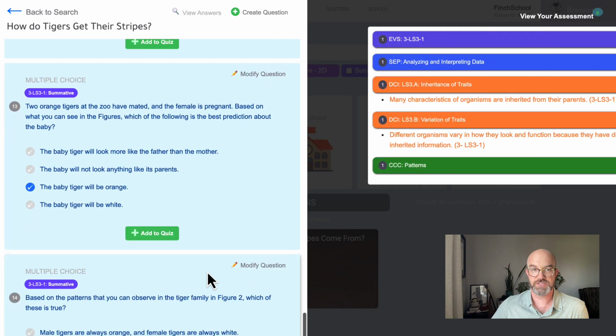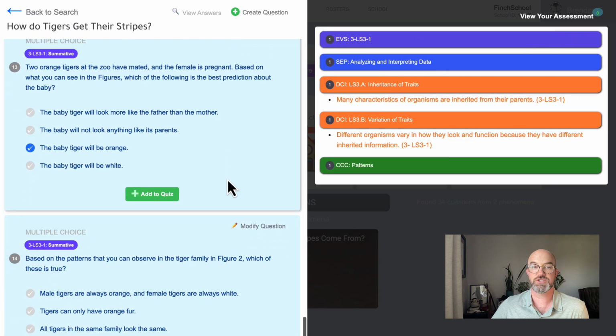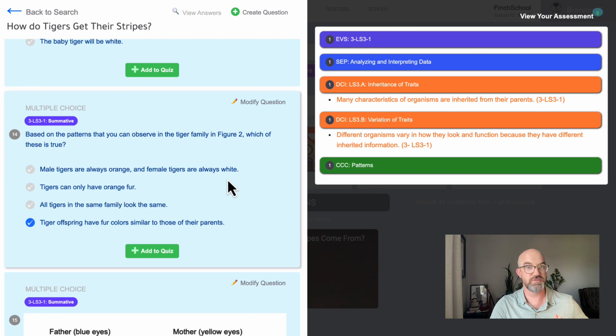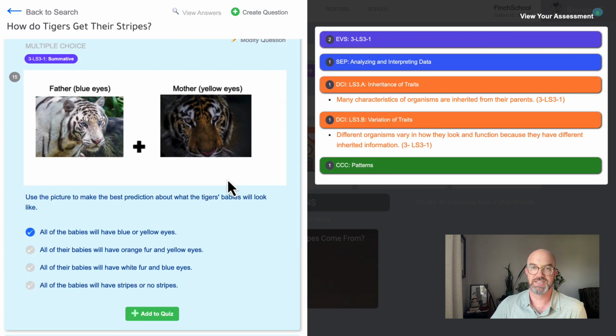These we call summative questions. These are 3-dimensional questions where we really want students to take their understanding of the standard and their skills of understanding things through the lens of the SEP and the cross-cutting concept and apply that to something new. So these are going to be much more rigorous questions. We're going to take a look at this multiple choice question here, and then we'll dig into a free response question next.